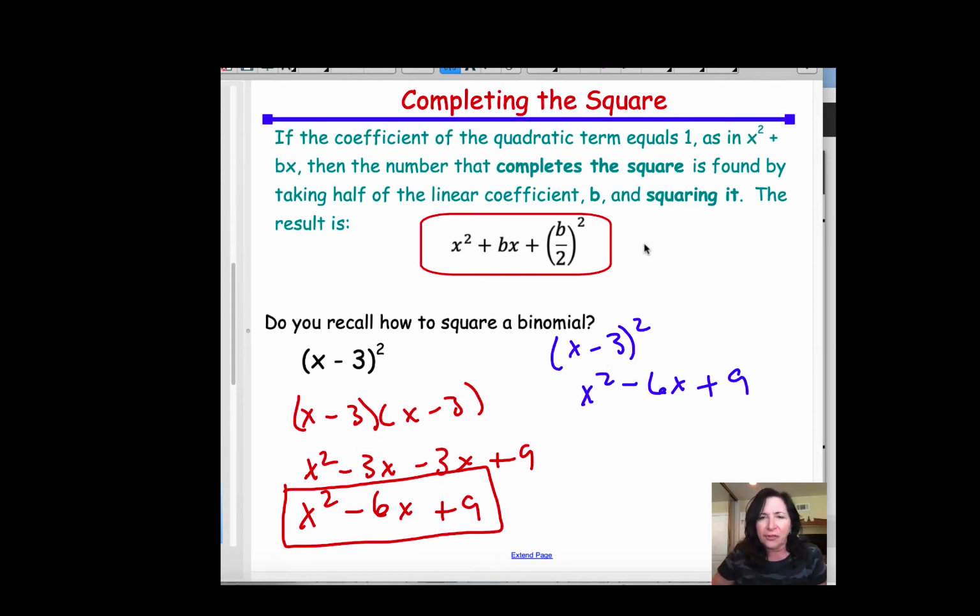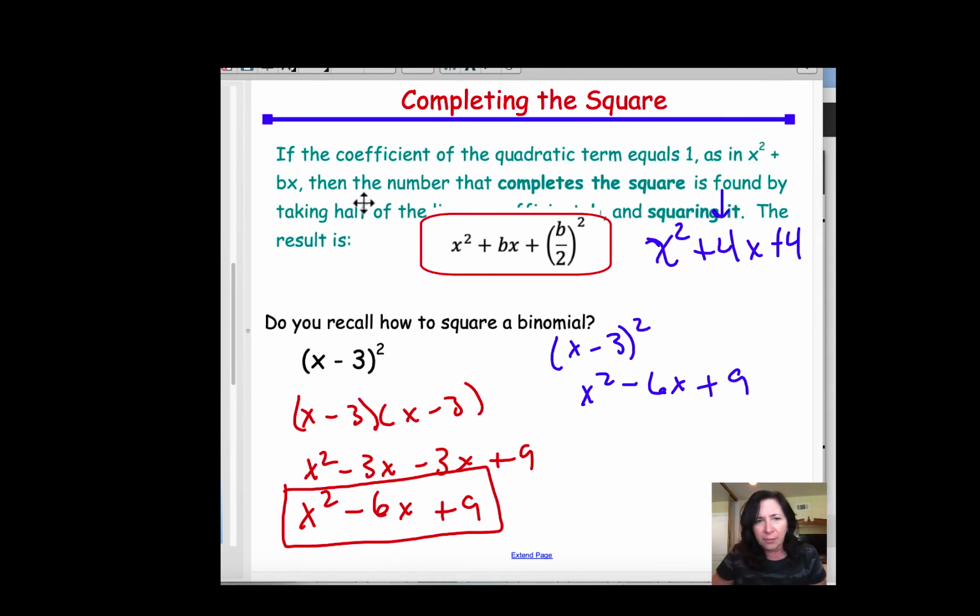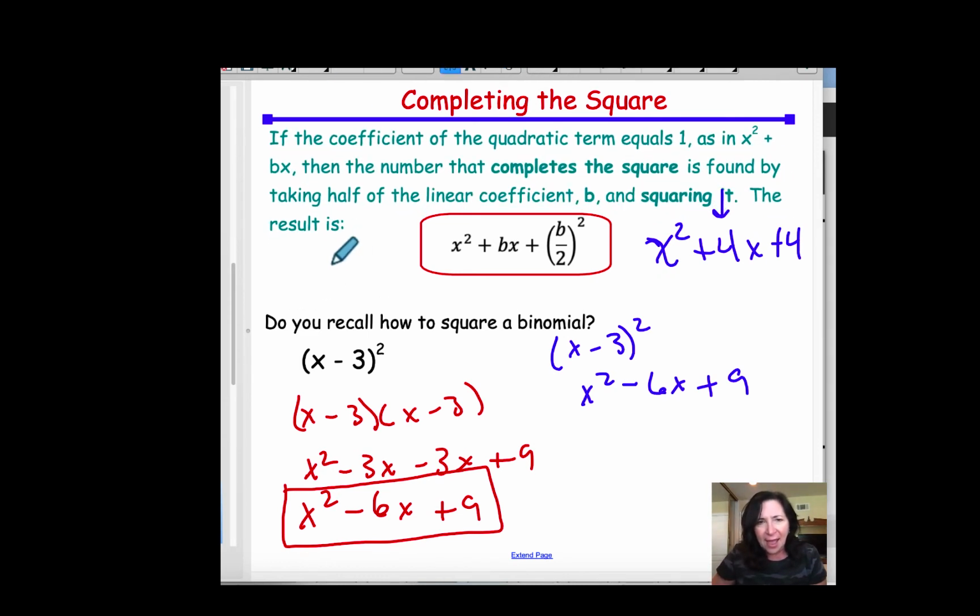So like if I asked you, I don't know, x squared plus 4x. This is my b term. You're going to take half of that b term, which is 2. You're going to square that, and that's 4. And you're going to add that to that last term. And what we just did, taking half of the b term, and then squaring that value. That's the big deal. That's how to complete the square.